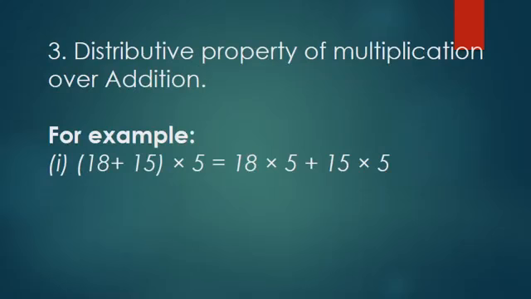Now the third one is the distributive property of multiplication over addition. So example, 18 plus 15 multiplied by 5. So children, here 18 plus 15 is inside the bracket. So it means 18 multiplied by 5 and 15 also multiplied by 5. So the equation will be 18 into 5 plus 15 into 5.